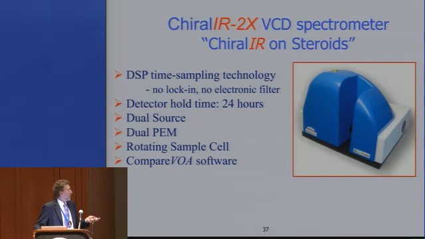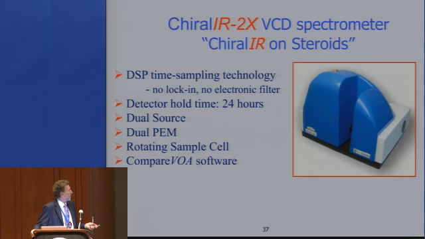Well, the whole thing is now reduced to one box and a PC. And there are no lock-ins. It's all done by time sampling in the megahertz region, and the 3 simultaneous interferograms are achieved by numerical interpolation on the fly as the interferometer scans. Detector hold time went from 4 to 6 hours up to 24, which is why there's such a big dome there. It's a big, tall detector. So you can essentially run 24/7.